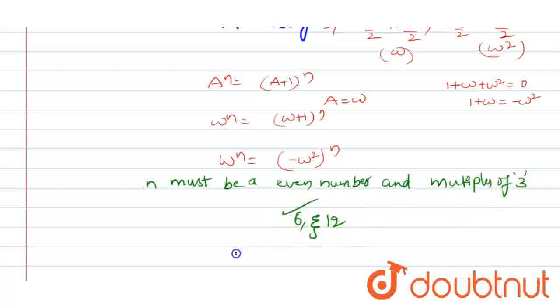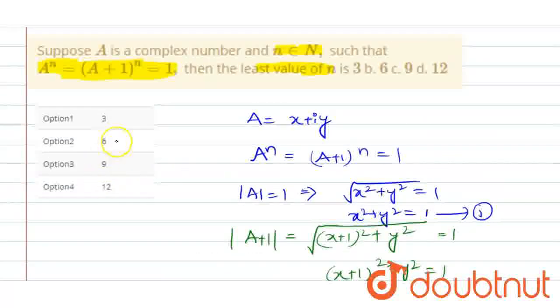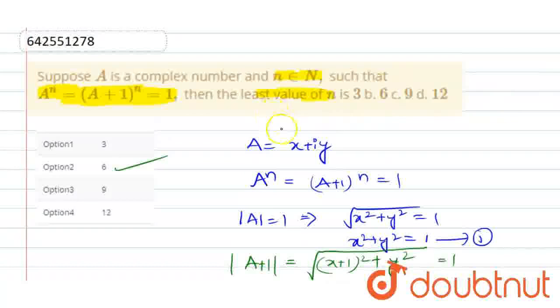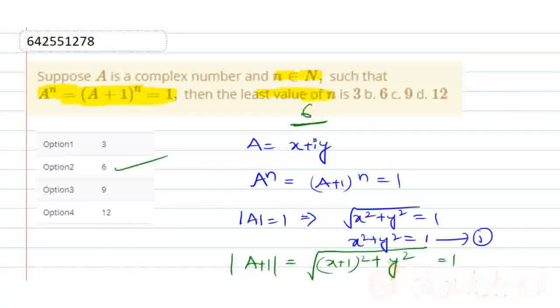The values of n are 6, 12, 18, 24 and so on, but we need only the least value, that is 6. Option 2 is the right option, so after solving this question we got the least value as 6. That's it. Thank you.